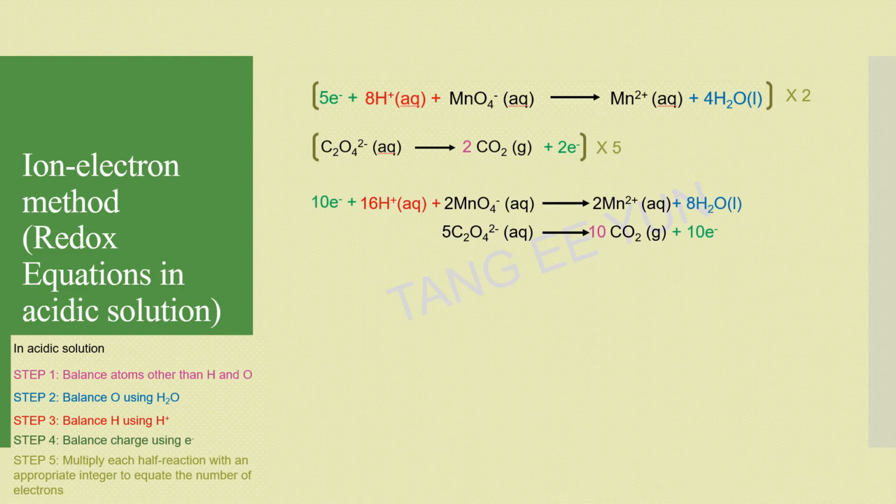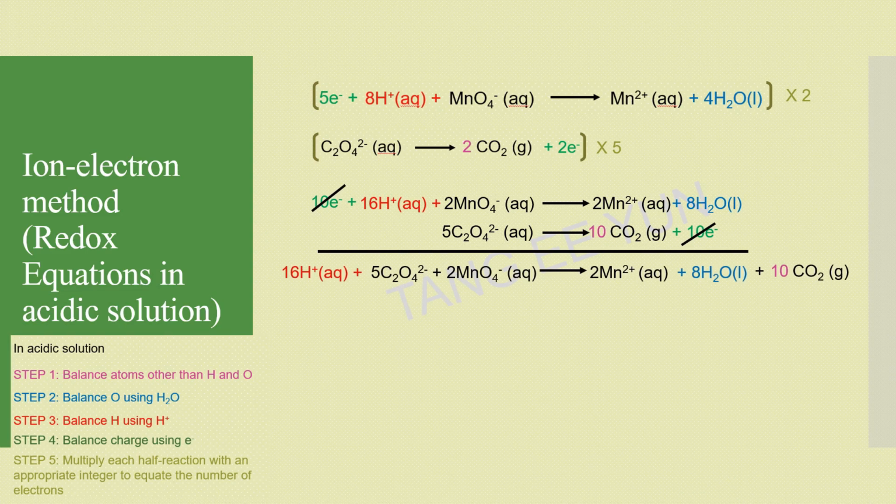And then we sum both the reduction and oxidation half equations together to give our overall redox equation in acidic solutions. When we sum both half equations together, you can see that the 10 moles of electrons appear on both the reactant and the product side. So this means that we can cancel out the 10 moles of electrons on both the reactant and the product side. And this is the overall redox equation in acidic solutions.